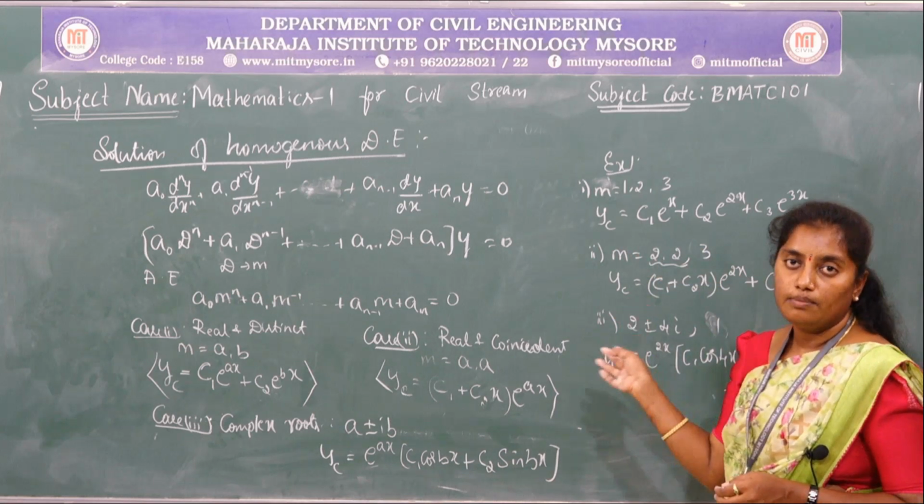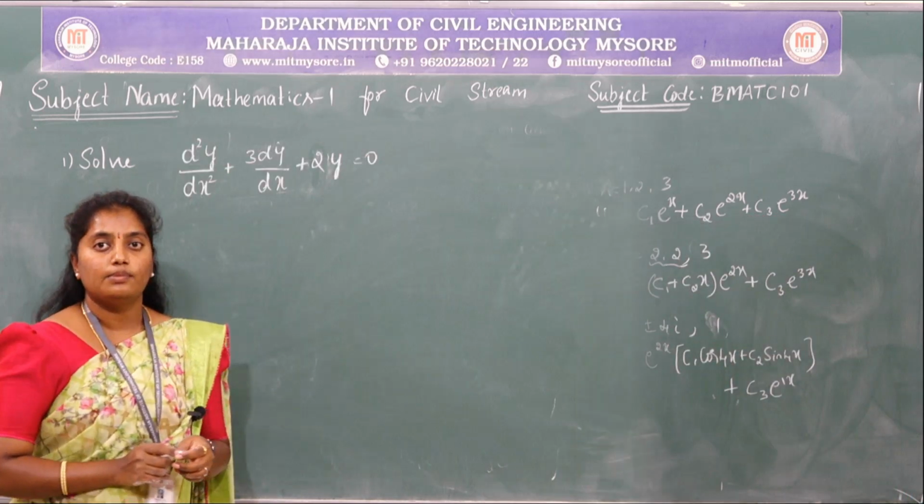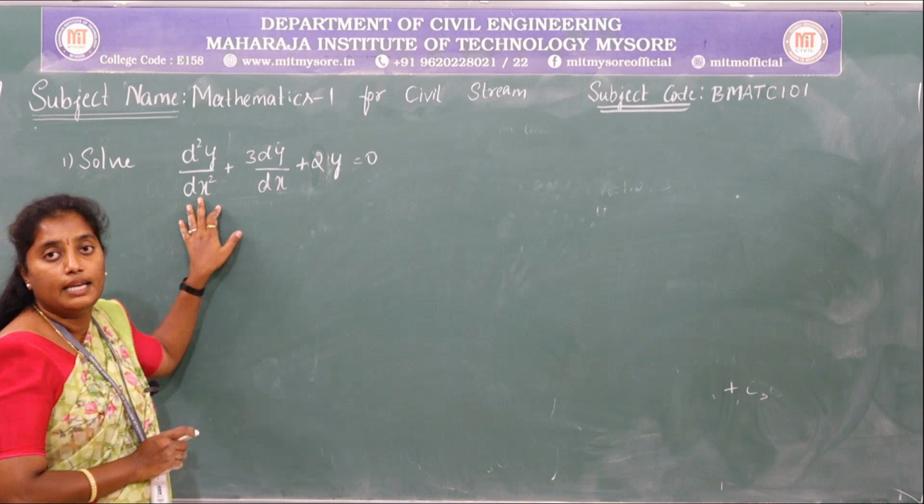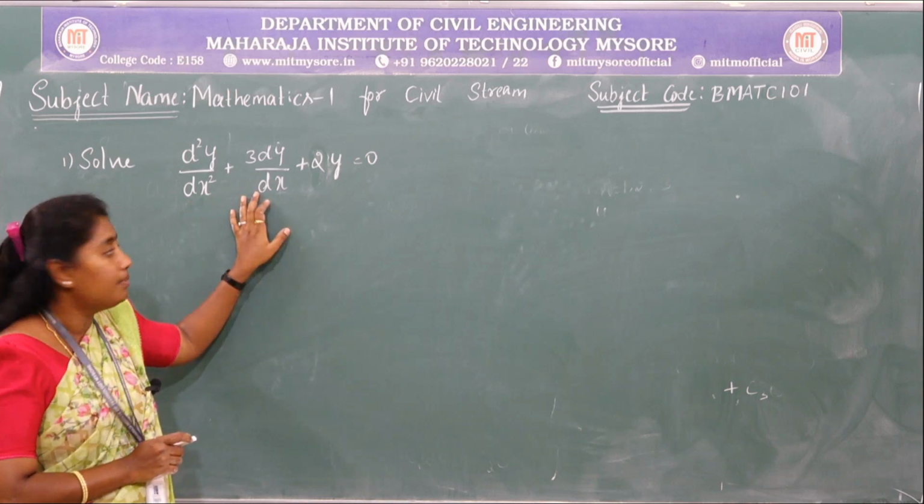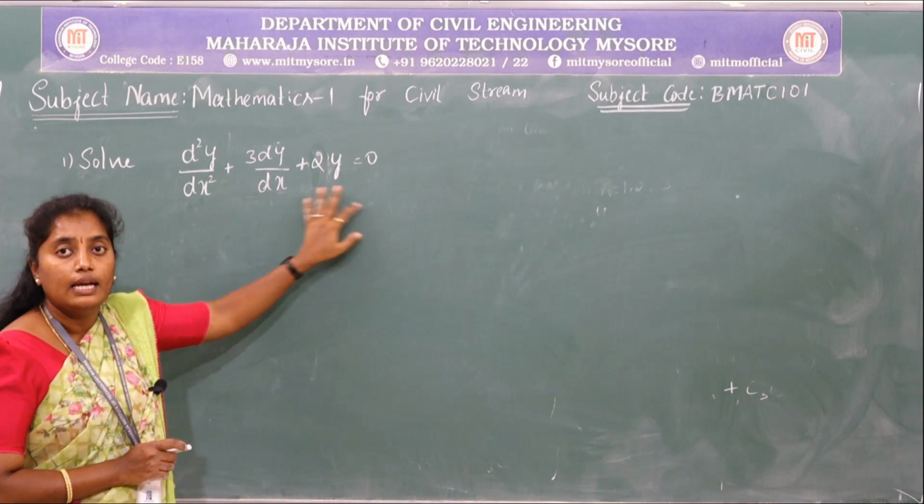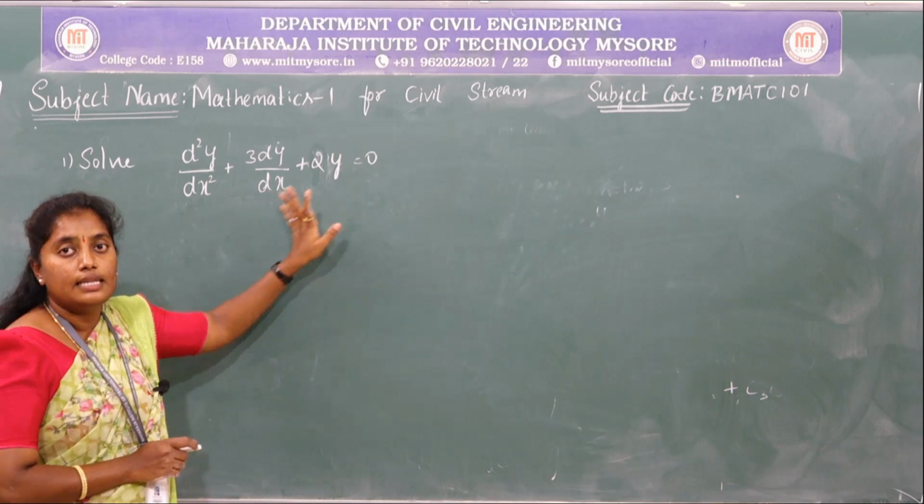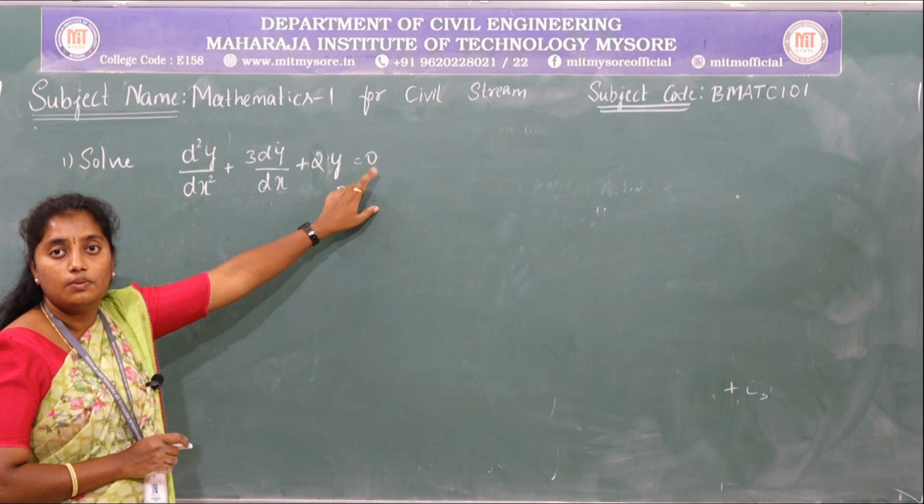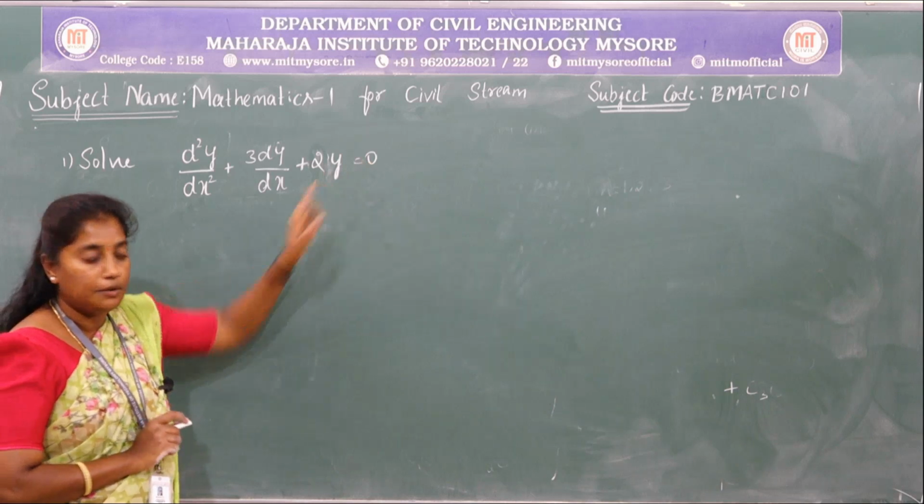Let us solve some problems on this. Let us solve the first problem on homogeneous differential equation, that is d square y by dx square plus 3 times dy by dx plus 2 times y equal to 0. This is a second order homogeneous differential equation since we have the RHS function as 0.